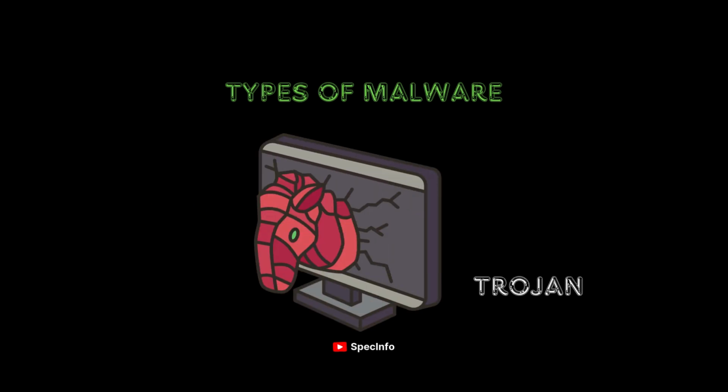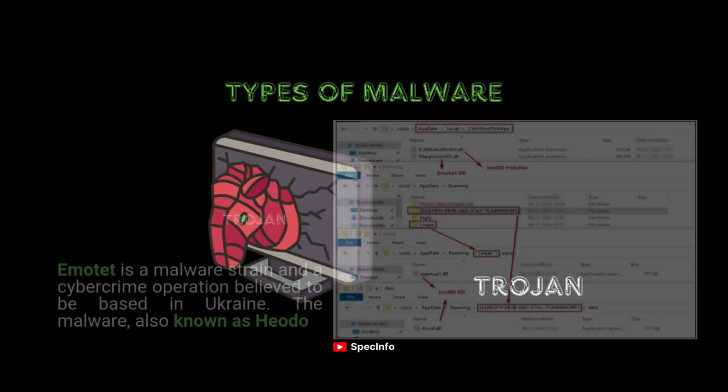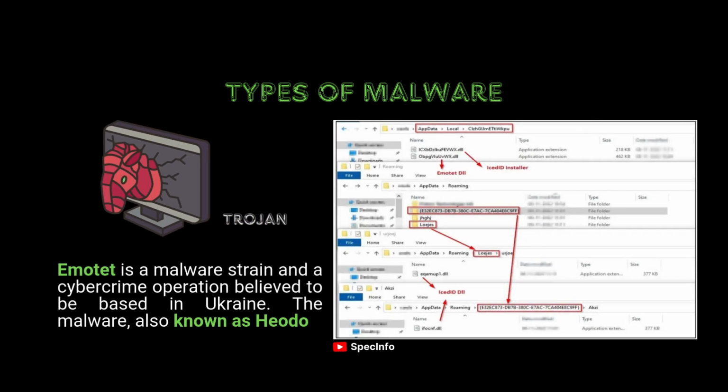Third, Trojans. These are malicious programs which appear as legitimate software. For instance, Emotet started as a banking Trojan but evolved into a global malware distribution network. Trojans often sneak in through phishing emails, making them incredibly dangerous.